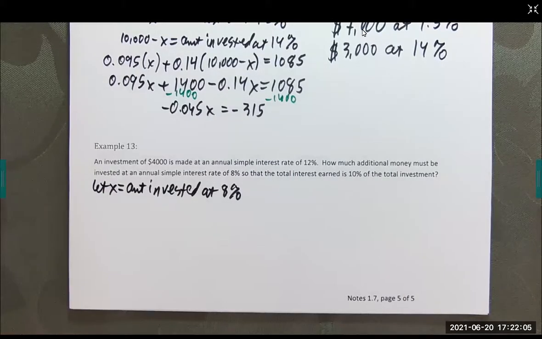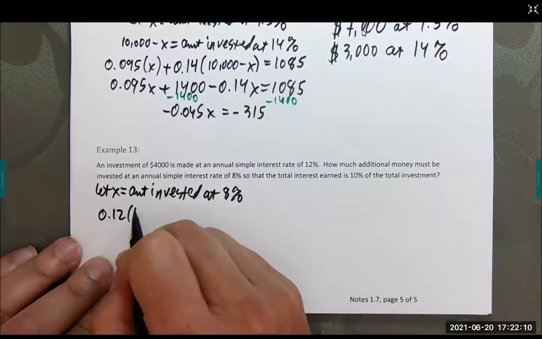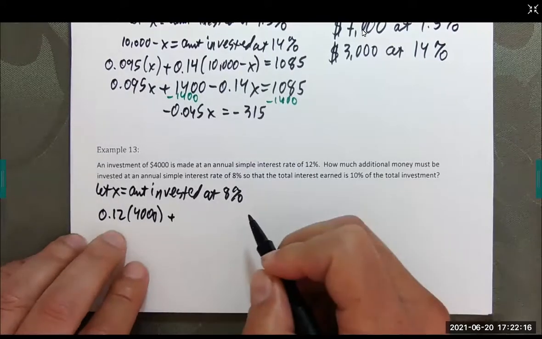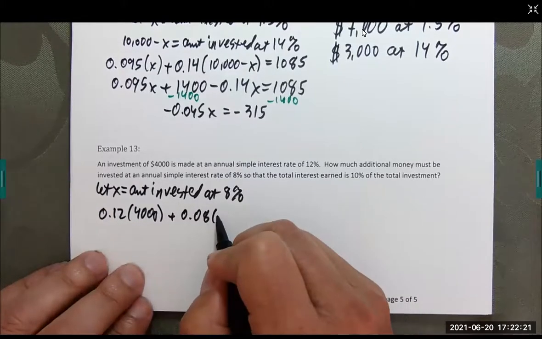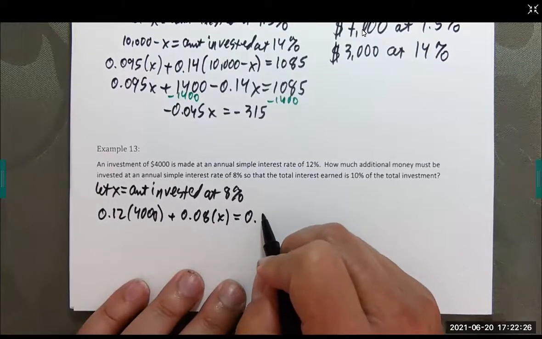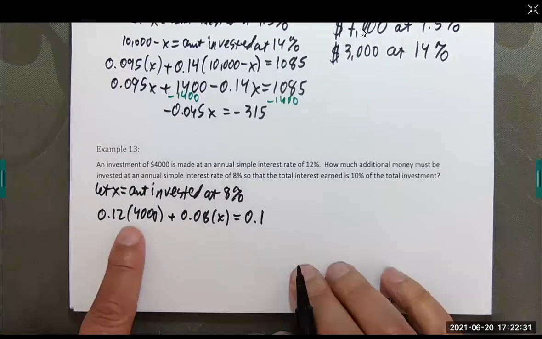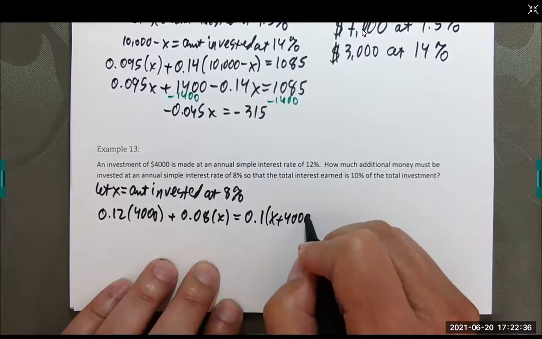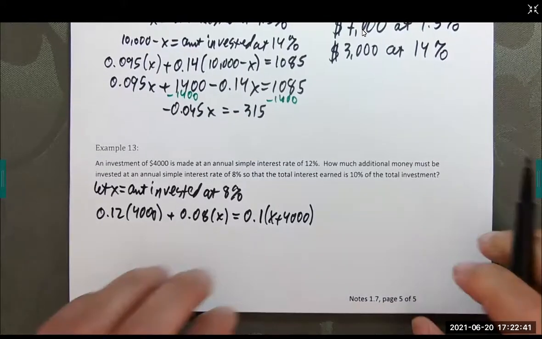And so we have $4,000 at 12% plus the interest earned here. So this is going to be 0.08 times X. And we should end up with 0.1. Now, to be clear, the total money invested is 4,000 plus X, at 10% for the total investment. Total investment is X plus 4,000. So there's our equation.